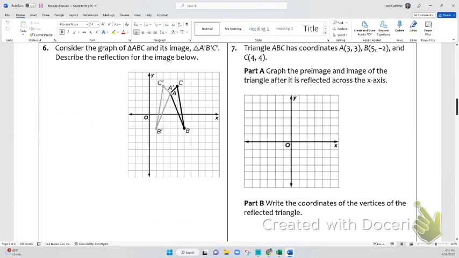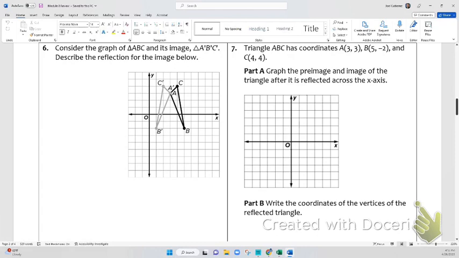For question number 6, it says, consider the graph and its image. Describe the reflection. So remember, when we're talking about a reflection, we're talking about a mirror image, right? So whatever was originally on the left side now goes on the right side. Whatever was above now goes below.